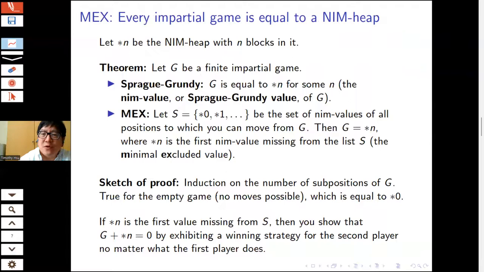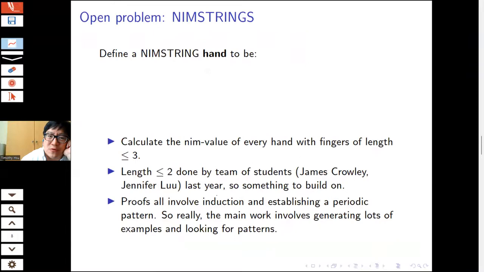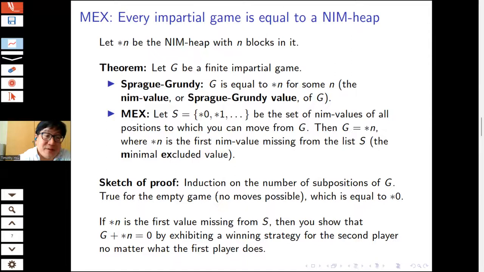Here's one more thing, and we can get to an open problem, I think. At least as far as I know, it's not solved. And then we'll give up because it's almost 4 o'clock. All right, so let star n be the nim heap with n blocks in it. Color coordination, what separates us from the lower animals. So for example, this is star 4. Let star n be the nim heap with n blocks, just a single nim heap.